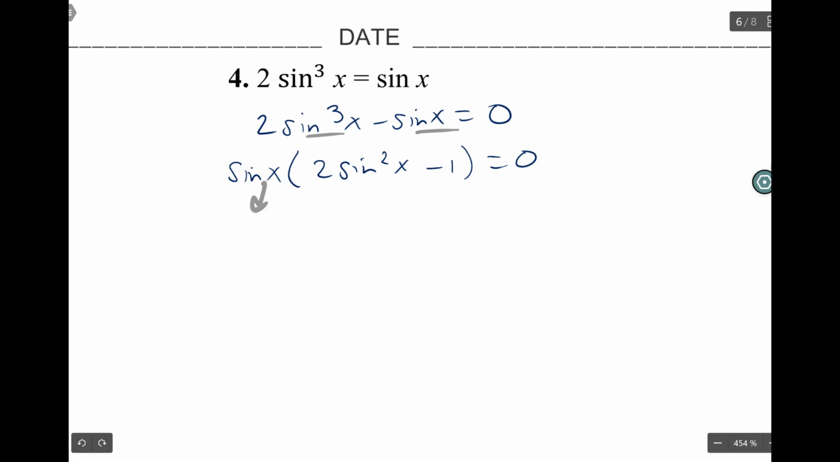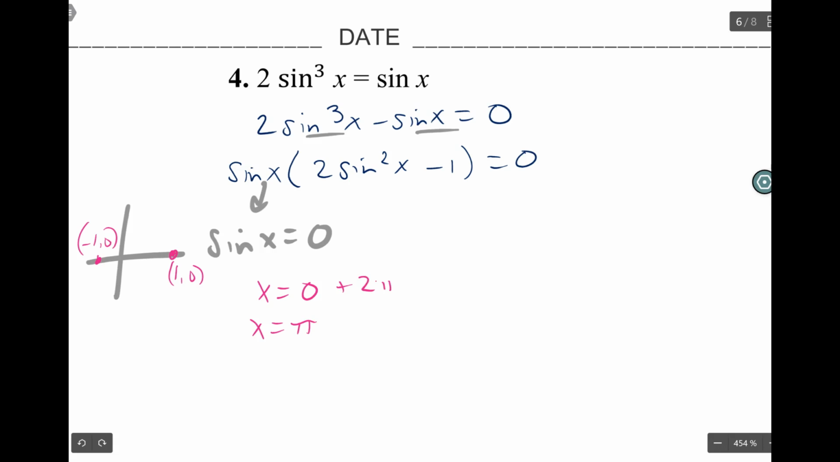So I take each one of these factors and set it to 0. So sine of x equals 0. Where is sine equal to 0? This is 1, 0, so at x equals 0, and negative 1, 0, so at x equals pi, but we need to include all solutions, so I have to do plus 2 pi n. And then I can take my other one.